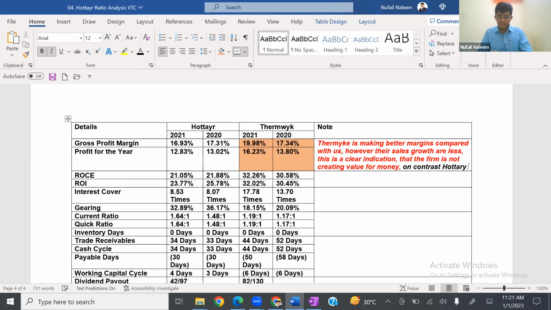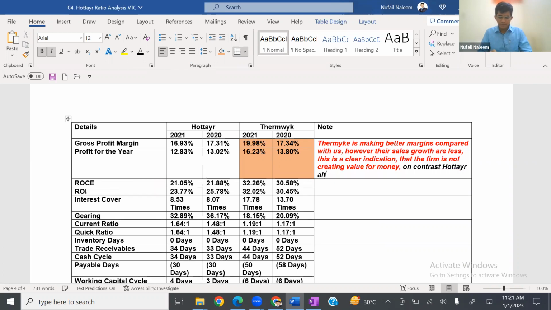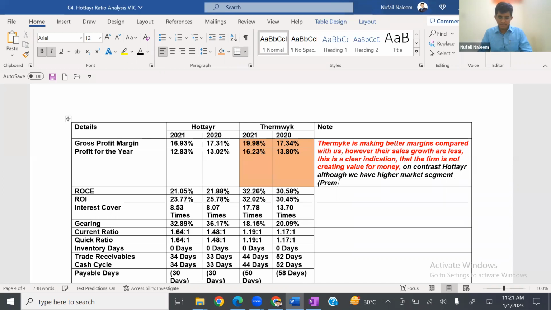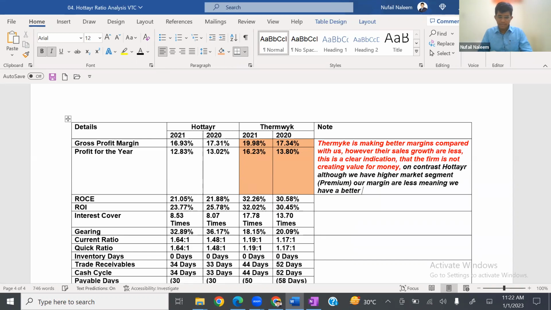Hottayr, although we have a higher market segment, within bracket I'll mention premium, our margins are less. Our margins are less, meaning we have a better, what, students? Value for money. Value for money.